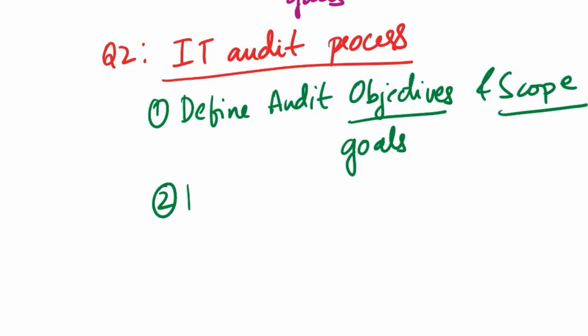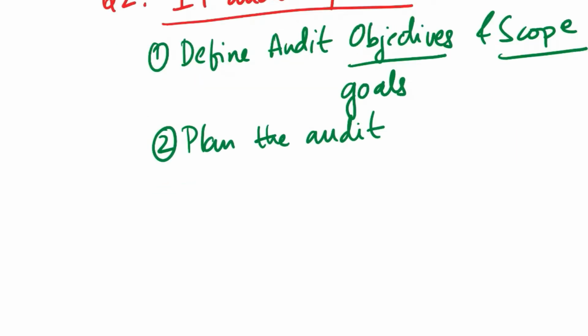Step 2 is to plan the audit. Develop a detailed audit plan that outlines the audit's goals, methodology, timeline, and resource allocation. Consider using a risk based approach to prioritize audit areas.